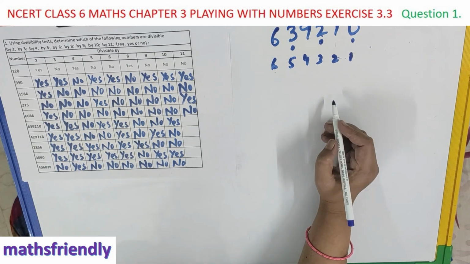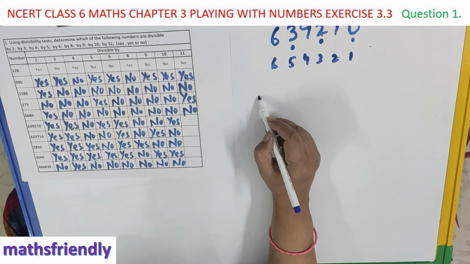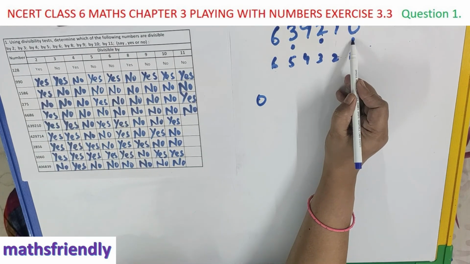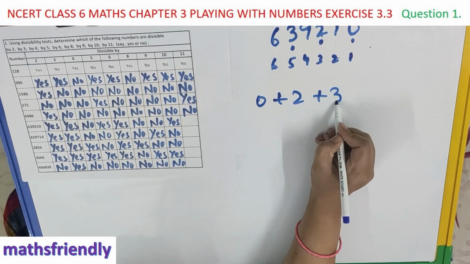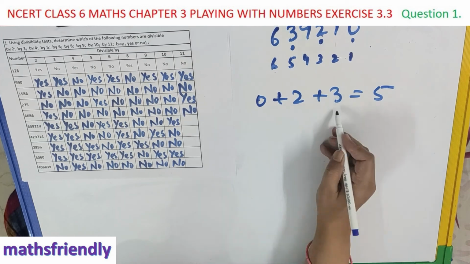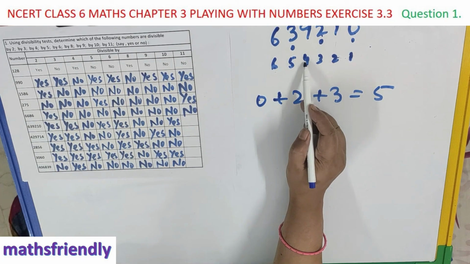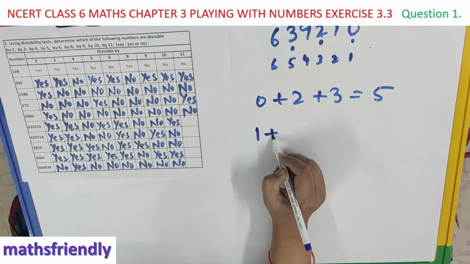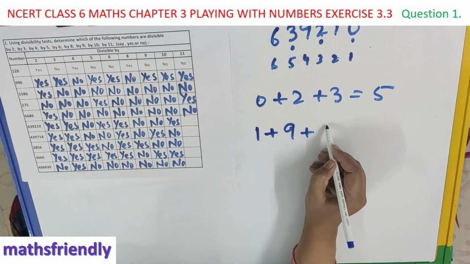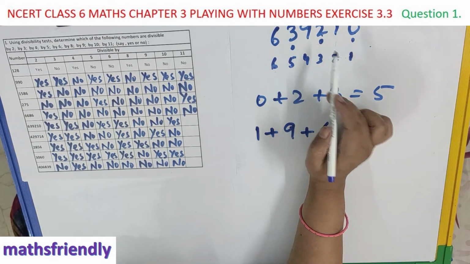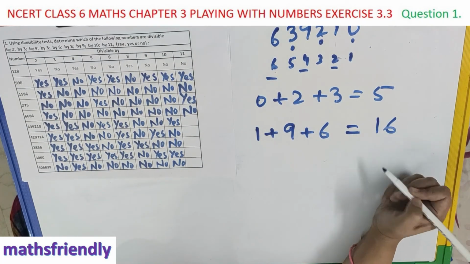First we have to add the digits at the odd places. What are the digits at odd places? It is 0, 2 and 3. 2 plus 3 is 5. If we add these, we get 5. And the sum of the digits at even places: 1, 9 and 6 are the digits at even places. If we add them, we get 16.